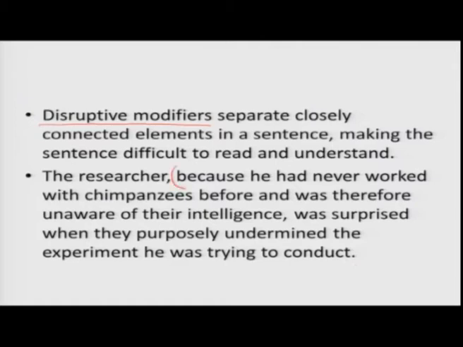So, this part is the modifier. A small one, an adverb, probably may look okay, but this is a very longish clause, and this is modifying the researcher, but this interrupts the flow here. So, you want to say the researcher was surprised when the chimpanzees purposefully undermined the experiment he was trying to conduct. This is the main idea, but this modifier here interrupts the flow of reading. So, maybe one way is you take this entire part and place it in the very beginning, and then the flow continues.